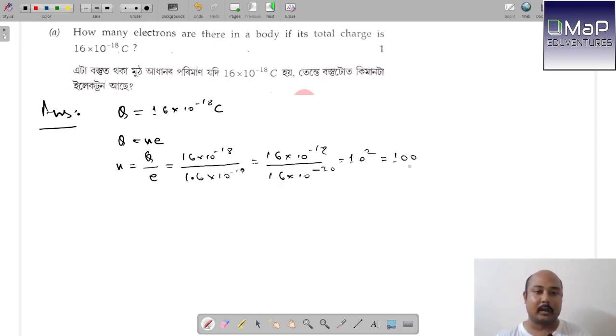So the number of electrons that will result in a total charge of 16 into 10 to the power minus 18 coulomb is 100 electrons. Okay, so this is the first question.